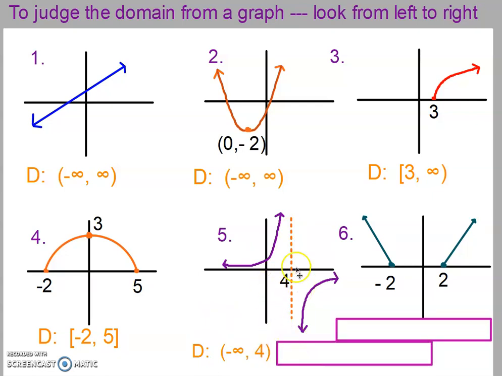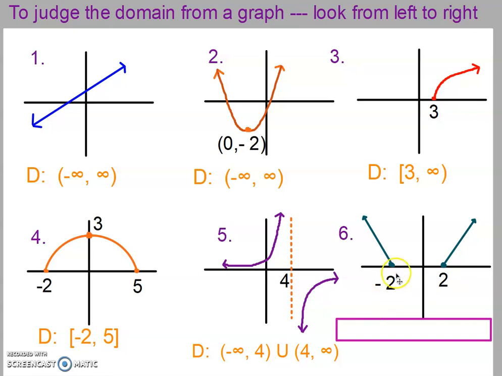Then it jumps over that asymptote at 4, and on the right side it does get closer and closer to 4, but then it also goes off to infinity. So we're going to have 4 to infinity. Notice 4 is not part of the graph. Both of those 4's get a parentheses.